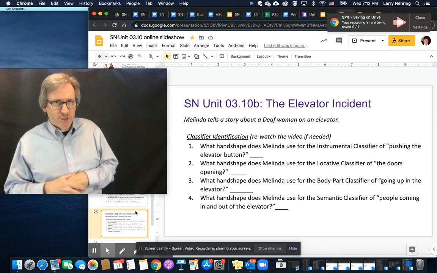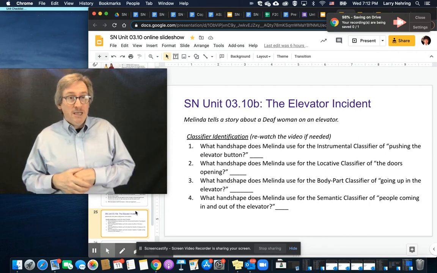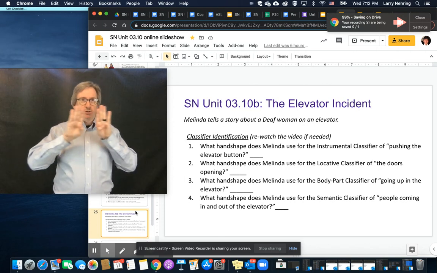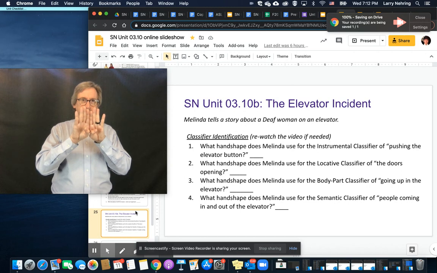Okay, so just look at the question that way. What hand shape does Melinda use for the doors opening? What she usually uses is this, right? And it's locative because we're showing the location. Here are two doors together, and they move apart.